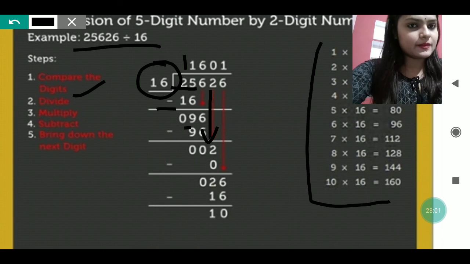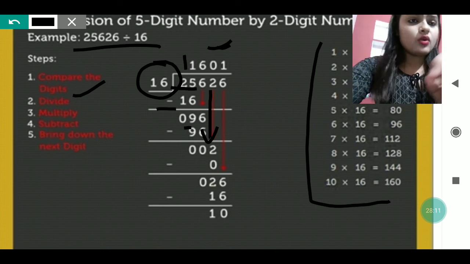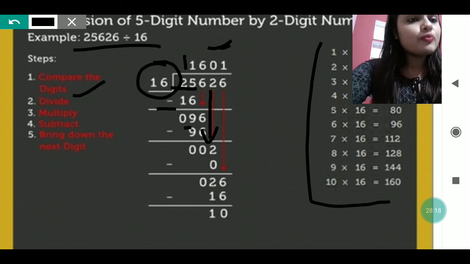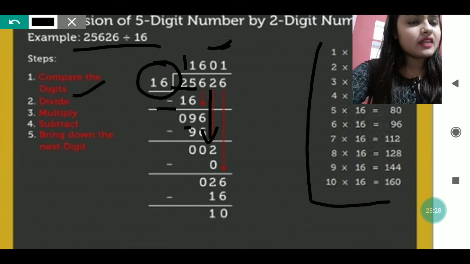In that case, keep this in your mind, student. Don't forget to do this one: if the number is not divisible, we have to put 0 in the quotient place. We have to put 0 at the quotient place. If 2 is not divisible, then below 2 we will write 0, and upside in the quotient place we will put 10. After that we will subtract here. So 2 minus 0 will be 2.